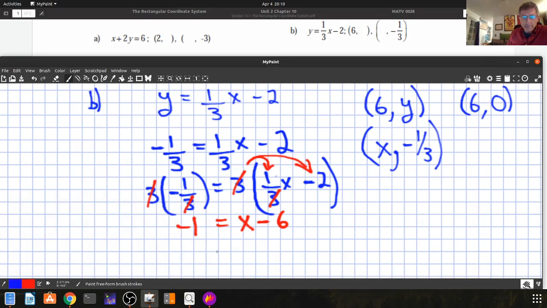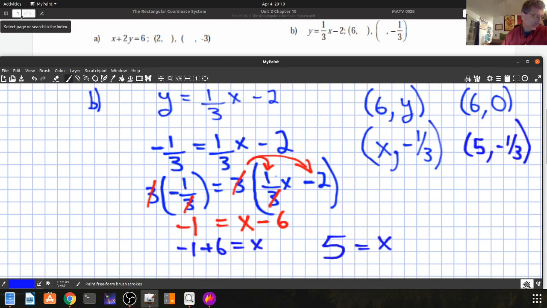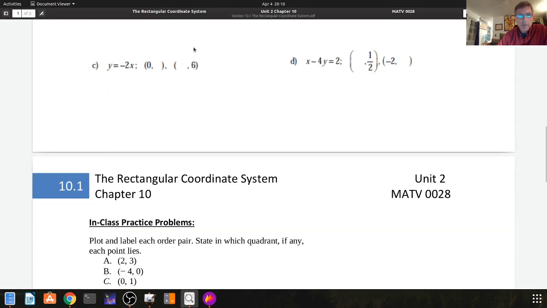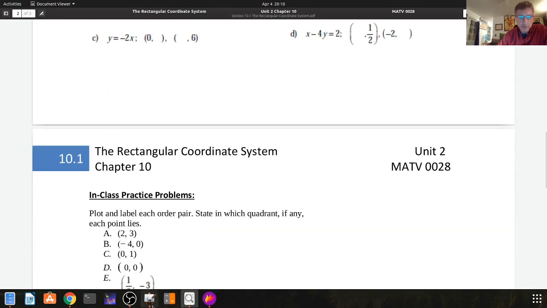And now let's solve it. I'm solving for x. So I'm going to move the minus 6 over, and it becomes plus 6. So minus 1 plus 6 is 5, is equal to x. So I just discovered 5 and minus 1/3 is another ordered pair solution to b. Good. We've got several more of these to do. It's a very good exercise.